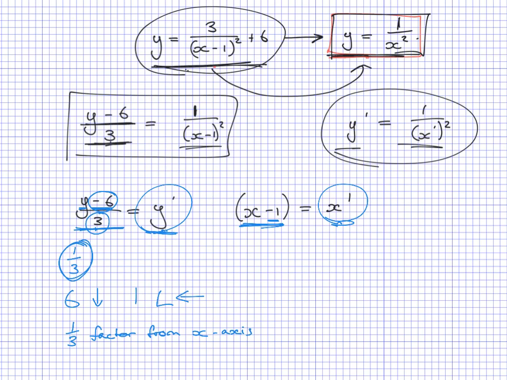So your 3 changes in order are the translation of 6 units down, the 1 unit left, and then the 1/3 factor from the x-axis, because if it happens first, it will change this translation.